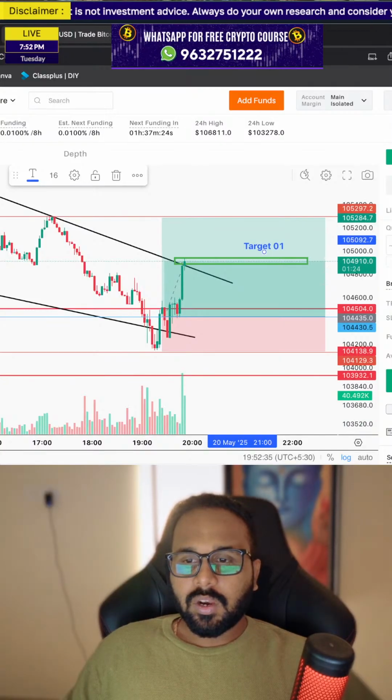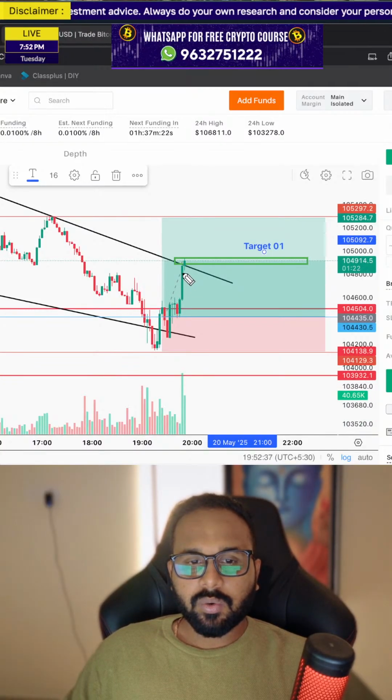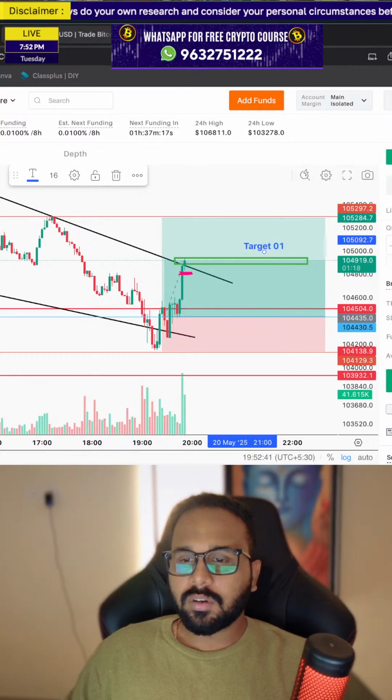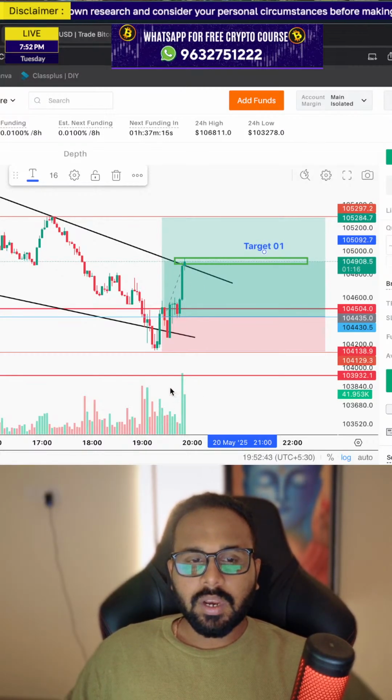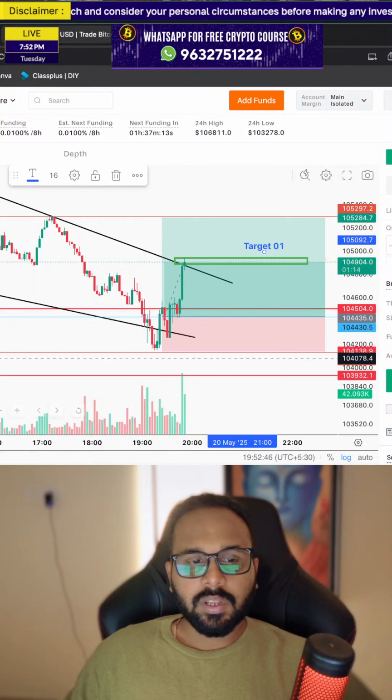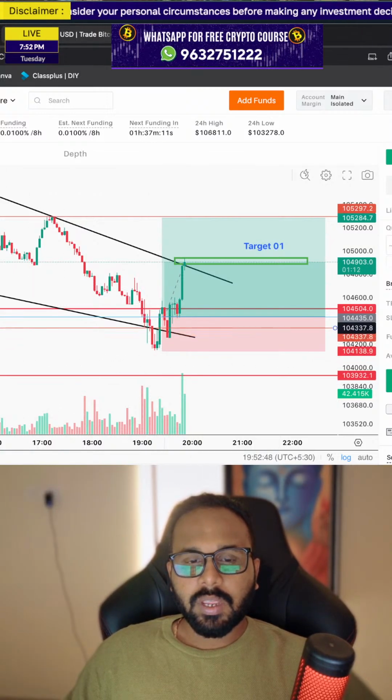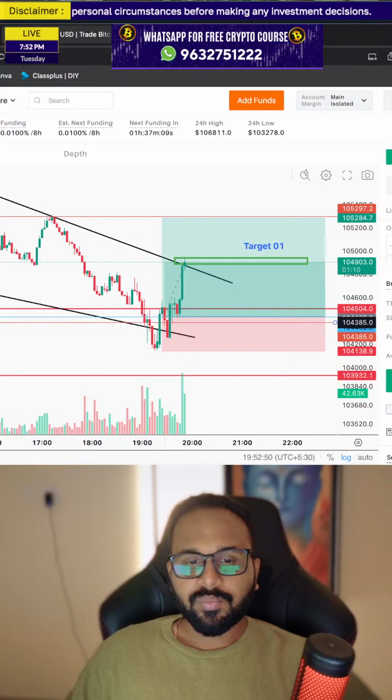Those who are holding along with me, at least what you can do is get your stop loss here. If you want, you can get your stop loss here. So whatever happens, you will end up in profit in this particular trade. There's no point in me keeping my stop loss at this zone. I've got it to cost.